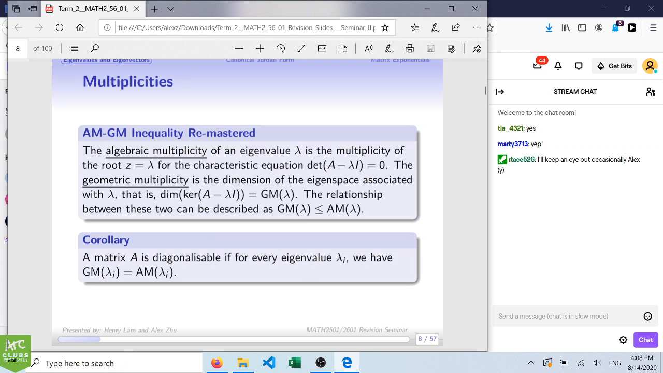Okay, and if you have A as the matrix that you want to diagonalize, then algebraic multiplicity is the number of roots in the characteristic equation, whereas geometric multiplicity is the dimension of this kernel over here.